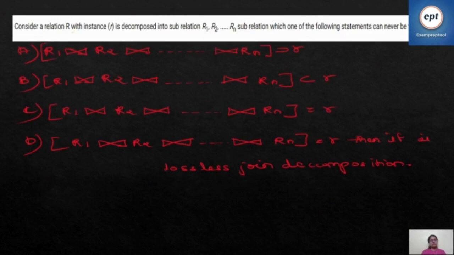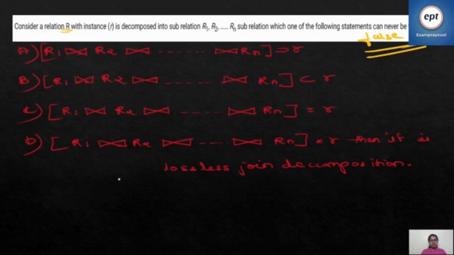Consider a relation R with instance R that is decomposed into sub-relations R1, R2 up to Rn. Which of the following statements can never be true? We have to mark which of the following can never be true, which means we have to detect the false one. Okay, so let's check.